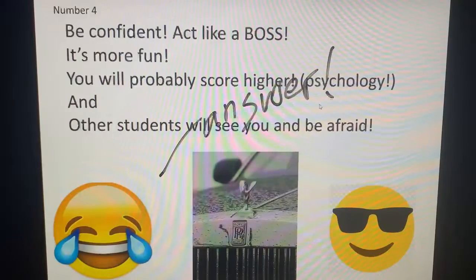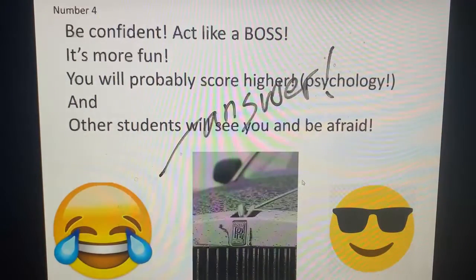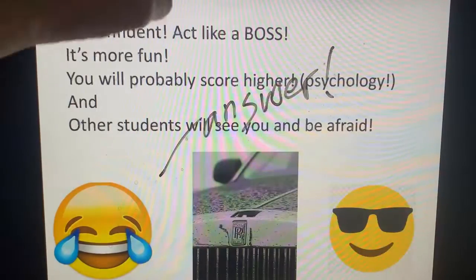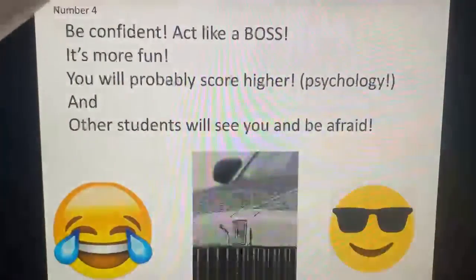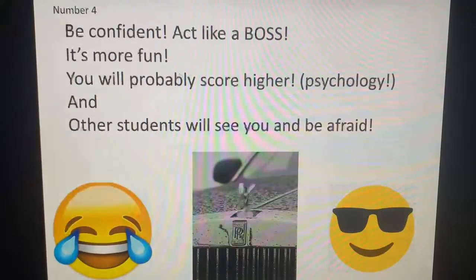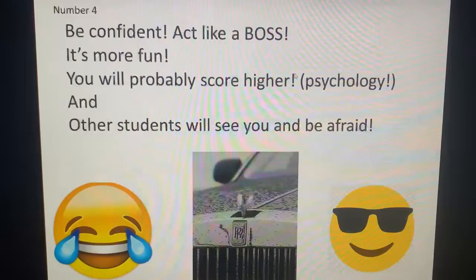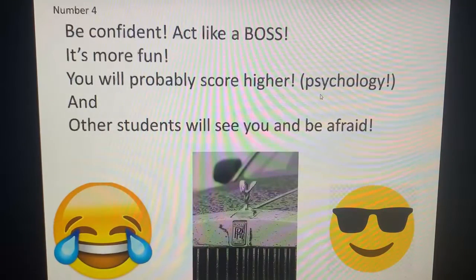Also, be confident. Act like a boss. It's more fun. Go to the exam acting confident and tell yourself you're confident and you're going to do very well. It's more fun and you will probably score higher. That's psychology. And other students will see you and be afraid. Think, why is he so happy? He or she, right?